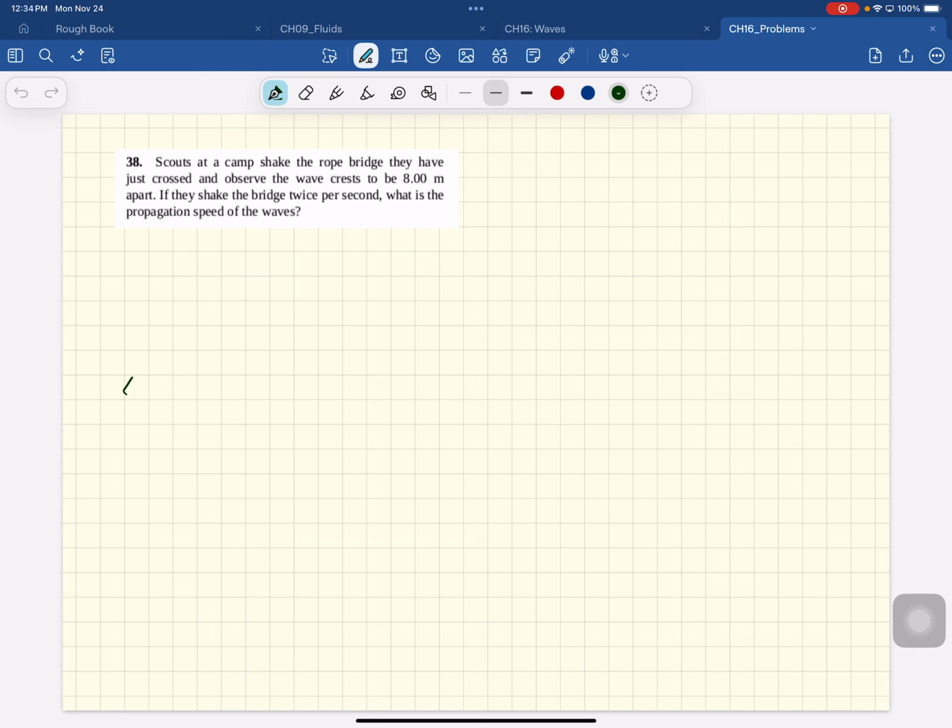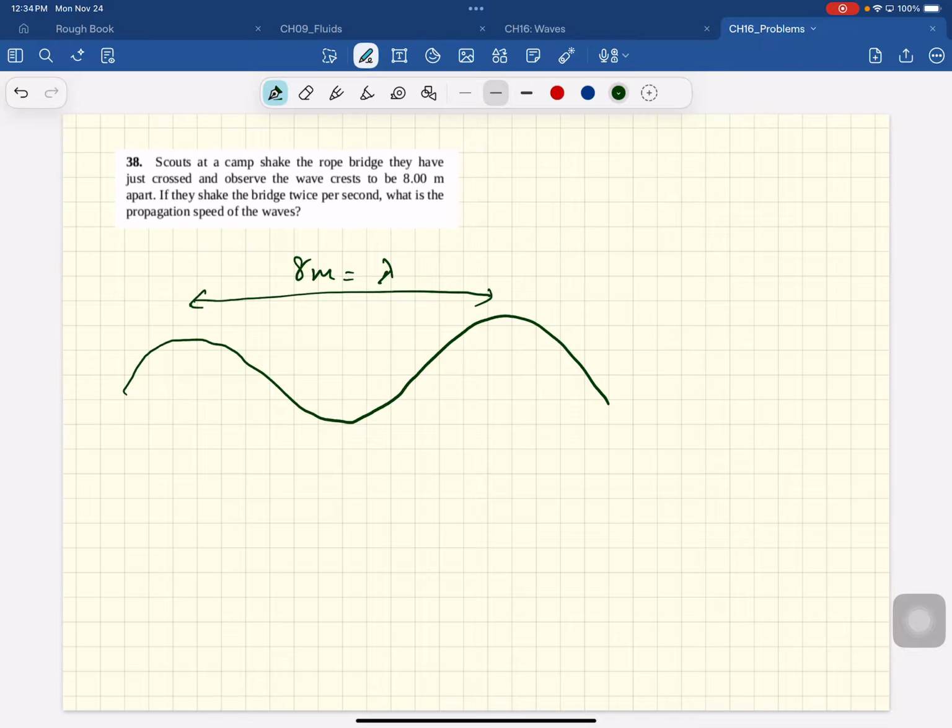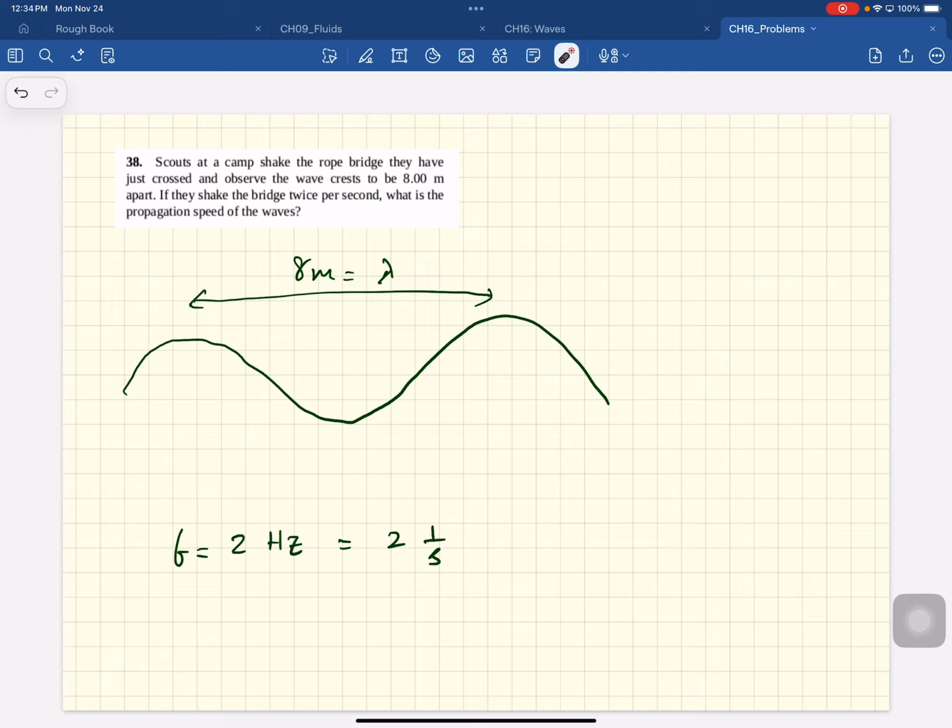Okay, so here's the bridge, and this distance is 8 meters, and that is the wavelength of the wave that's traveling on the bridge. They're shaking the bridge twice per second, so the frequency is 2 hertz. Hertz is 1/seconds. So the problem is fairly simple, and they ask you what is the propagation speed of the wave? So what is the speed at which this wave travels?